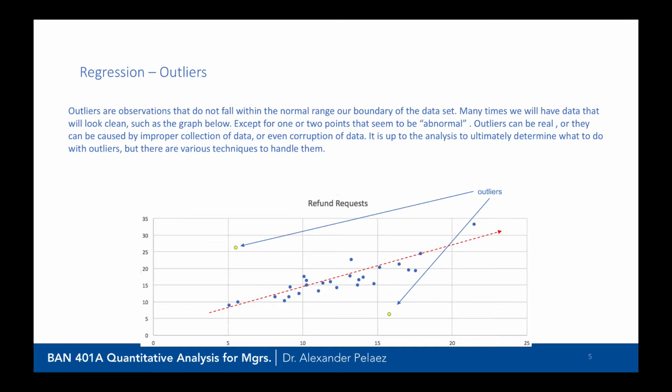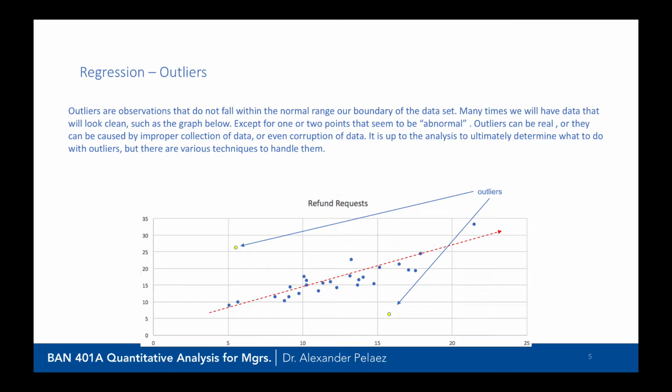Now, another concept we need is to know what an outlier is. So here we have a bunch of dots, and we have our regression line that represents this straight line that goes through all the dots. Some of these dots will lie either extremely high or extremely below this line, and we might consider these to be somewhat abnormal. Well, these are known as outliers. They're observations that don't fall within a normal range or a boundary of a data set.